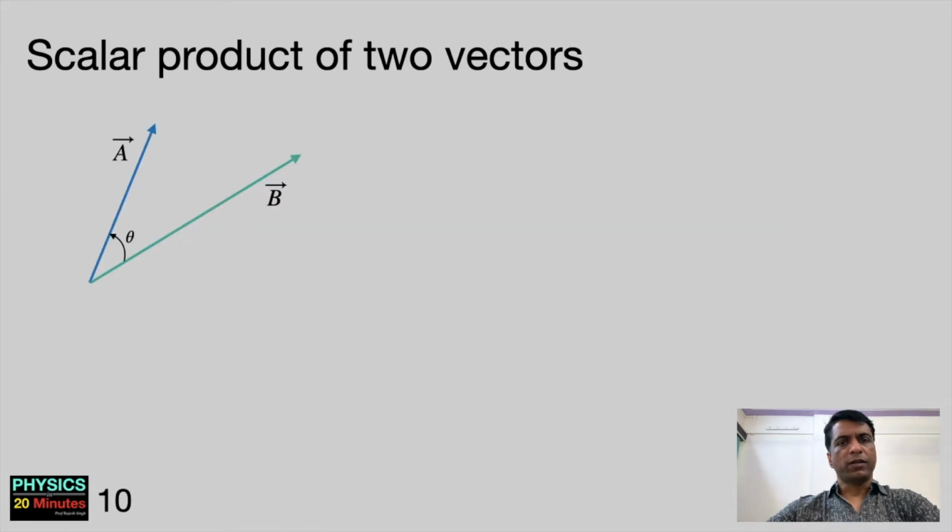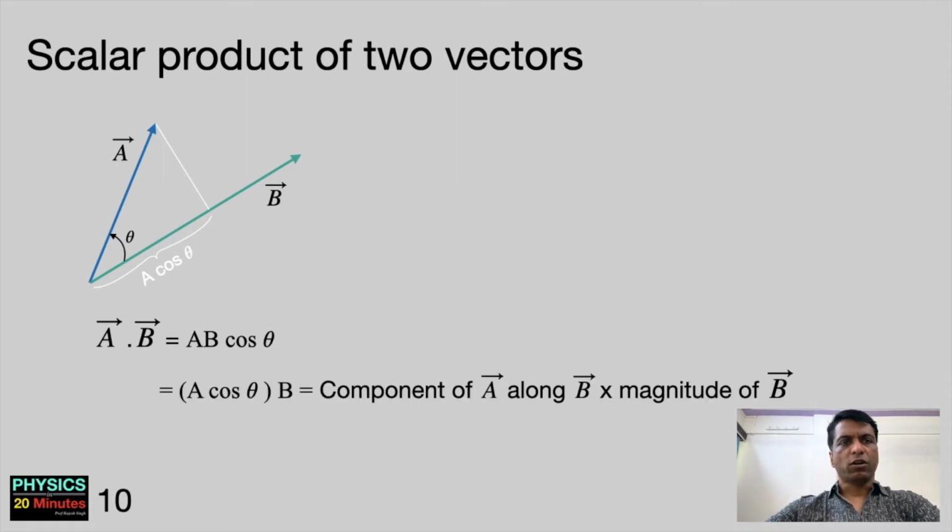How do we interpret it? So let's take the two vectors again, A and B, angle between them is theta. The scalar product between them is given by AB cos theta. If you drop a perpendicular from the head of vector A on the vector B, then the component of vector A along B is given by A cos theta. Therefore, the dot product can be written as A cos theta into B, that is component of vector A along vector B into magnitude of vector B.